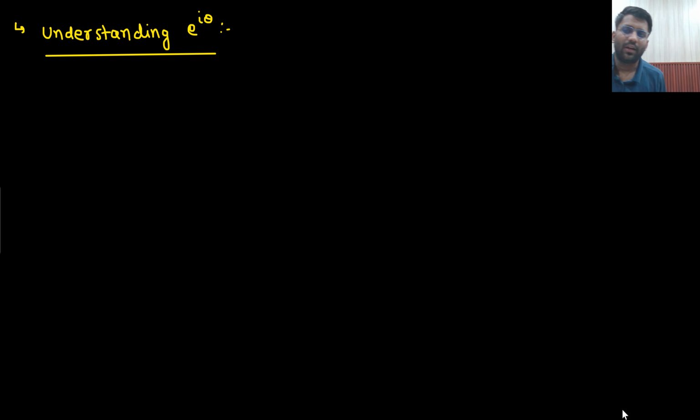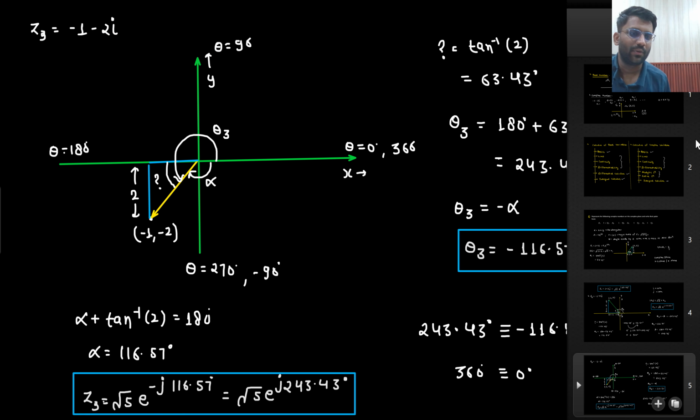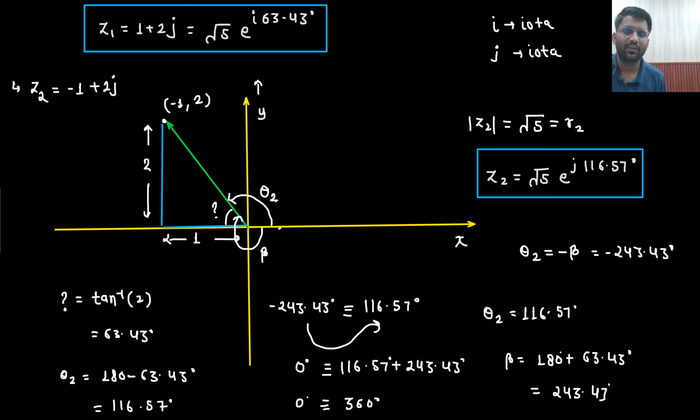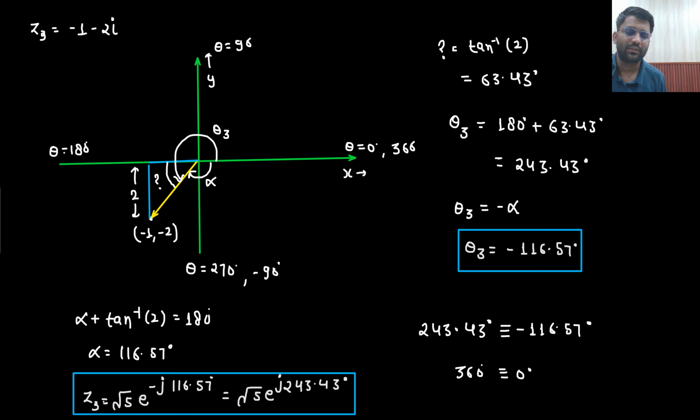What about Z4? I hope you will be able to write down everything about Z4 on your own, all the angles and everything. What is Z4? Z4 is 1 minus 2j.